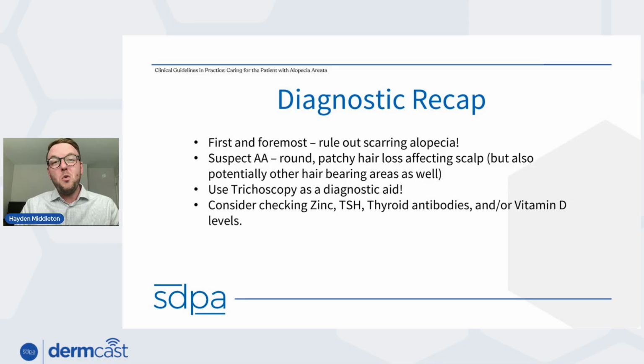And if you want to order labs, I think it would be very reasonable to order a zinc, a TSH, thyroid antibodies, and/or a vitamin D level. Again, these are relatively low cost labs. And if you do find abnormalities, it's just important to remember that there isn't significant literature to support that if you were to treat these, they would significantly alter the course or prognosis of the alopecia areata.